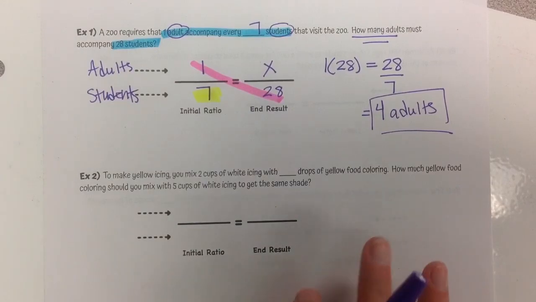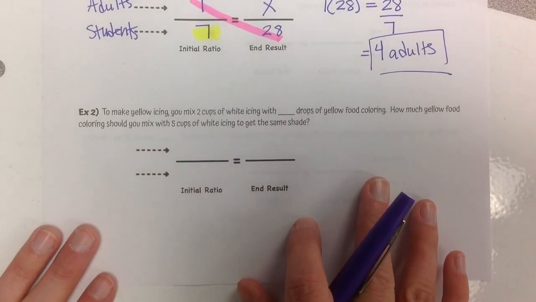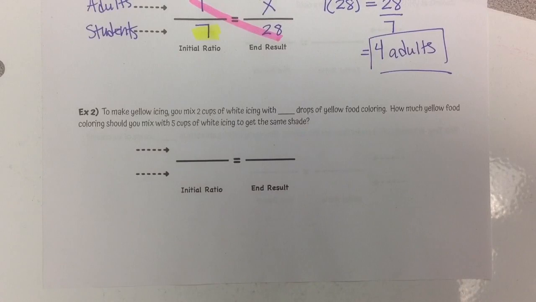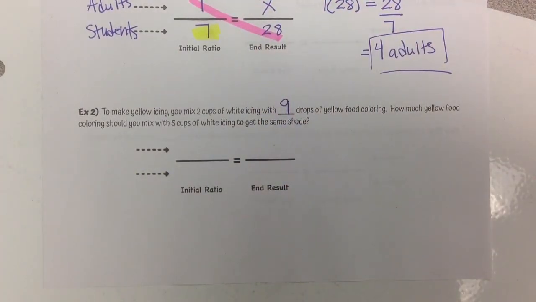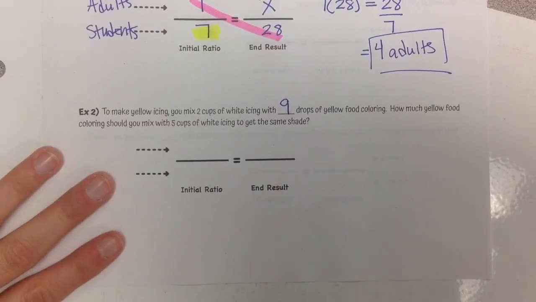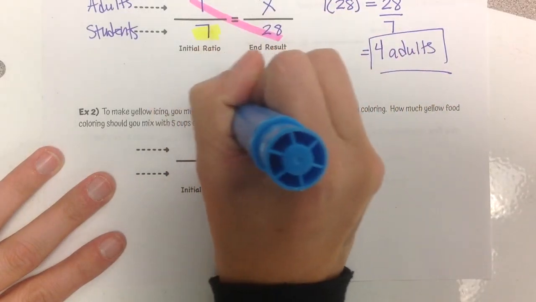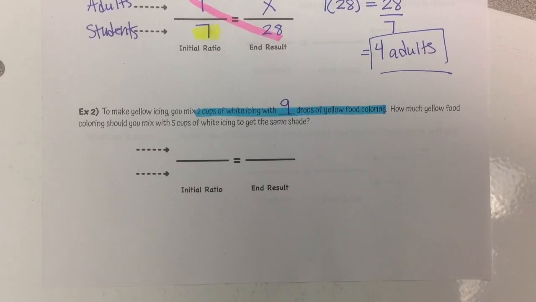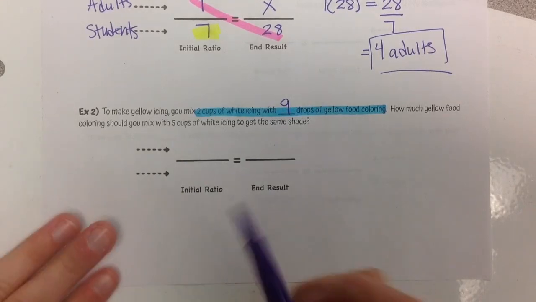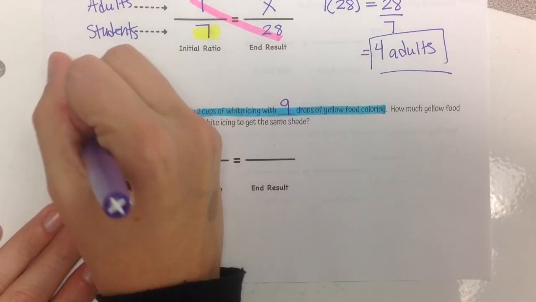All right, let's look at example 2. To make yellow icing, you mix 2 cups of white icing with 9 drops of yellow food coloring. How much yellow food coloring should you mix with 5 cups of white icing to get the same shade? So again, I'm looking for my initial ratio first. If I look at the two numbers that are given to me first, we've got 2 cups of white icing with 9 drops of yellow food coloring. So we are talking about cups of icing.